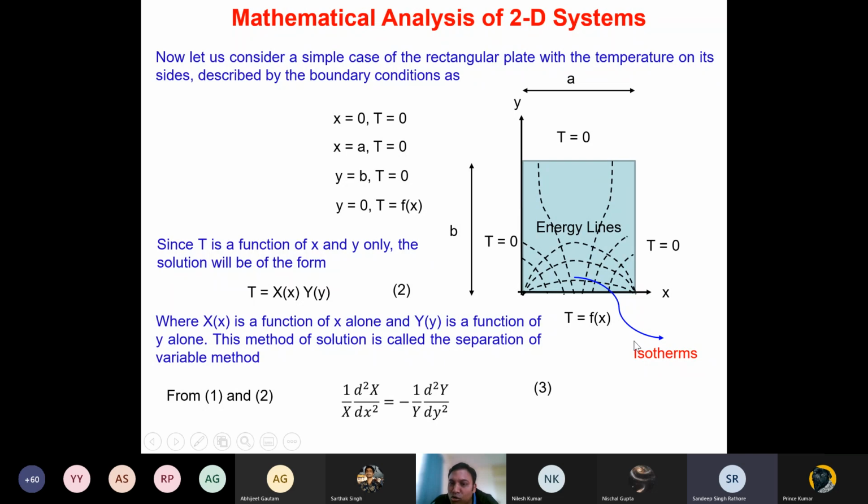I can get a solution satisfying any boundary condition like T equals any general function f of x. That is possible only if I get this sinusoidal or cosine wave here for temperature.